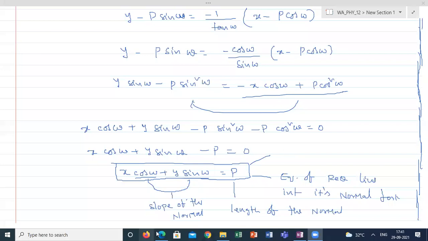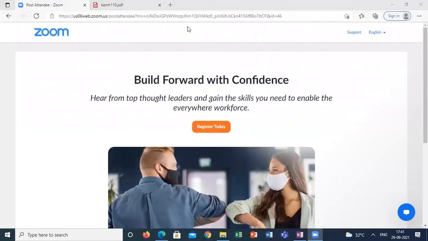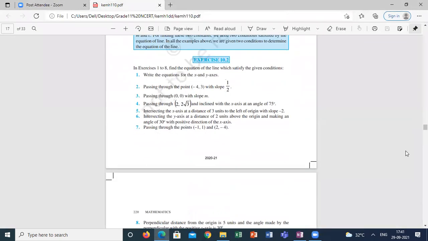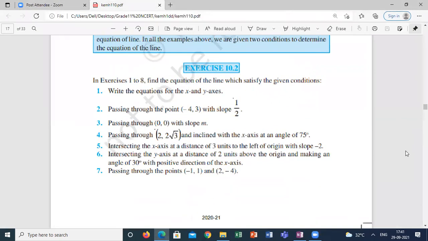So we will do a few numericals based on this. Almost we completed the topic. Even the next topic is also related to the equation of lines only.